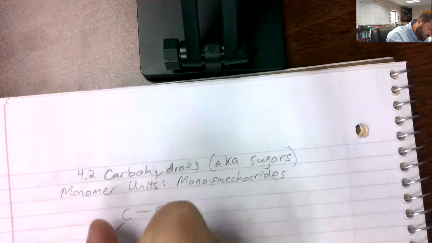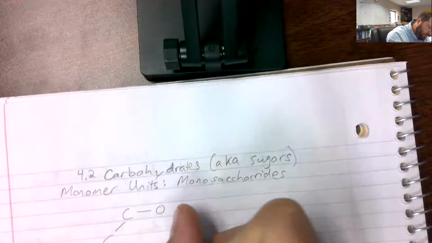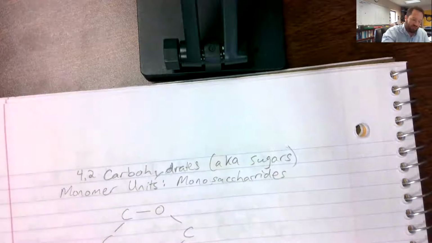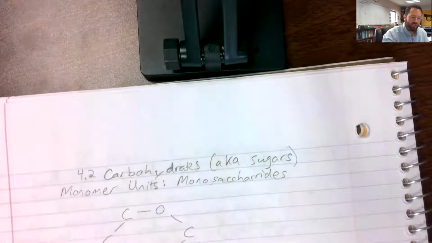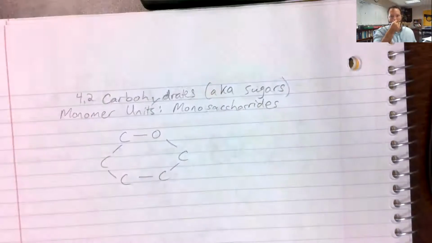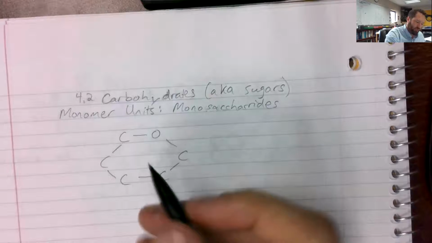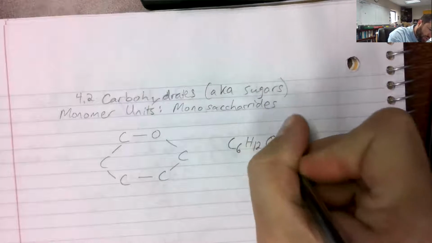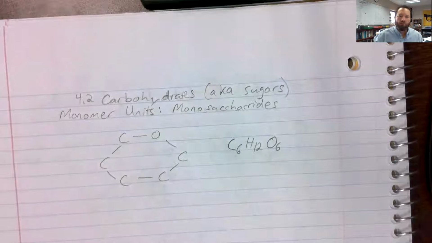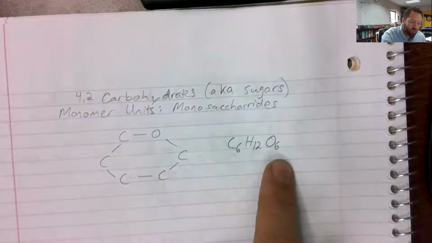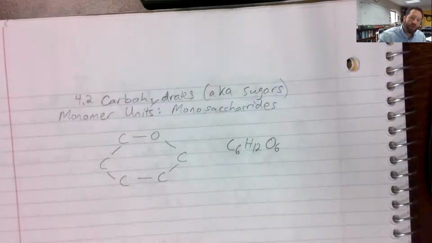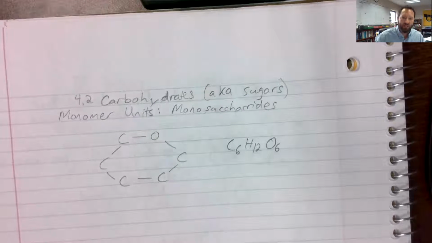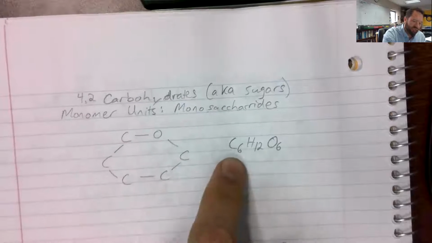First, you have probably seen by this point in the year that we pretty much always use a hexagon to represent a carbohydrate. There's a very good reason for that, and that is because it is C6H12O6. All monomer units, all monosaccharides have the same formula, C6H12O6. And the reason why we use a hexagon is because those 6 corners represent the 6 carbons.